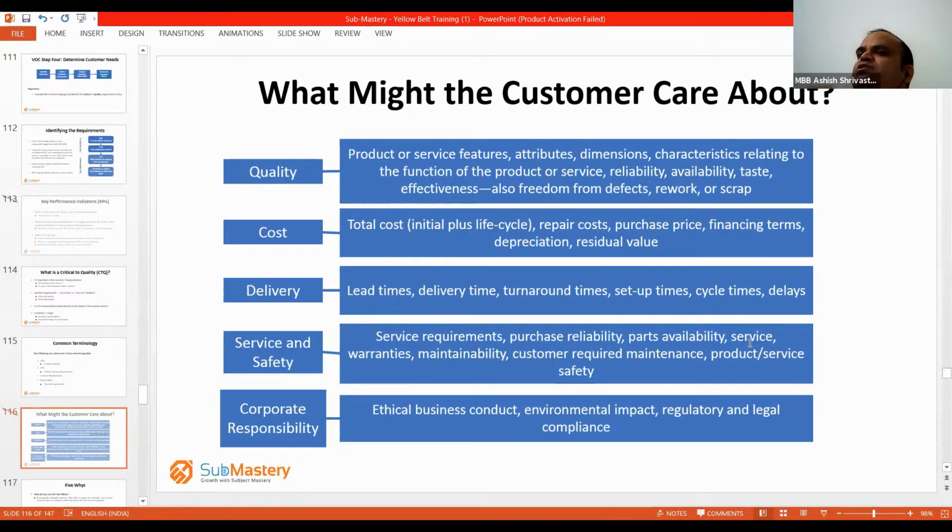And also, what is corporate social responsibility? This is also very important.